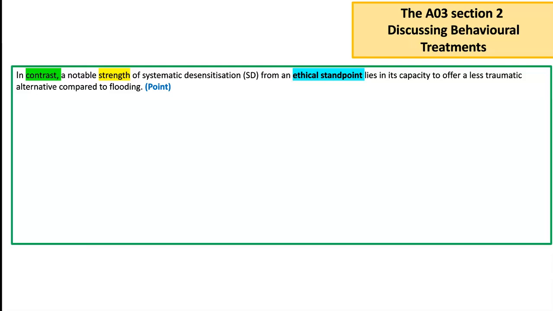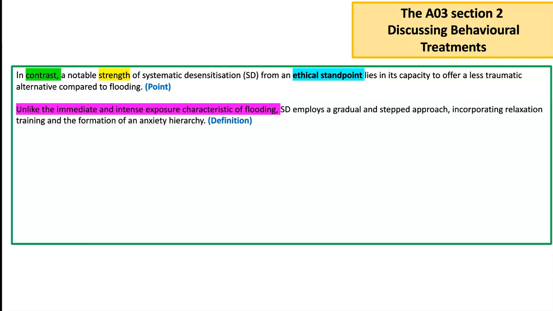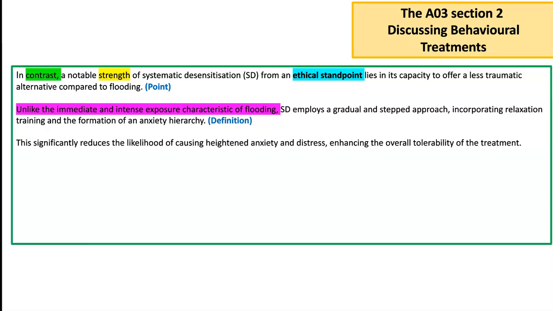In fact, it actually doesn't. The reason is that the person is not being exposed to things immediately, or to any kind of intense exposure. What systematic desensitization does is gradually step it up, so it is gradual exposure. That is why it's really good: because it's gradual, it reduces the likelihood of causing anxiety and distress, and it keeps people's mental health intact.